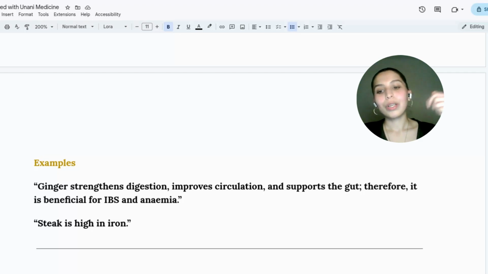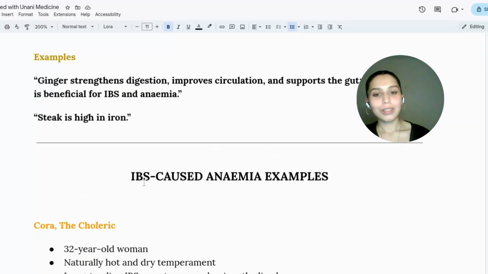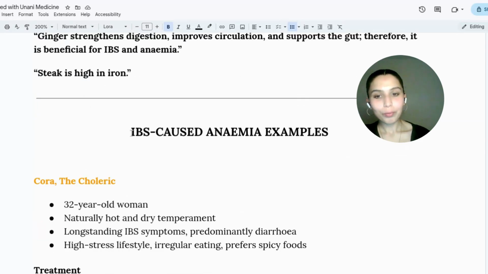Another example, steak is very, very high in iron. If you're anemic, eat steak. Okay, we don't reject that steak is high in iron. It can be a very nourishing food. But bear with me, let's delve into that.